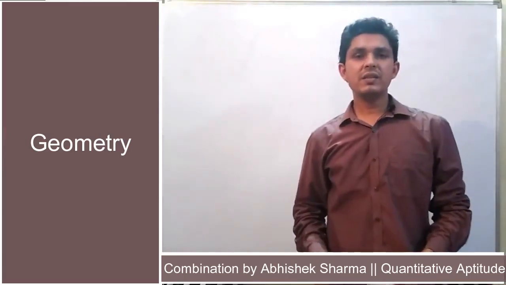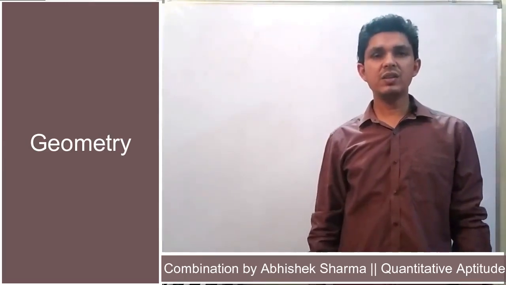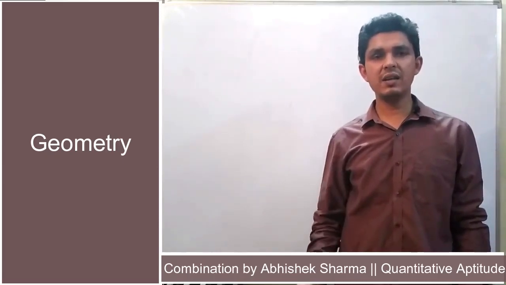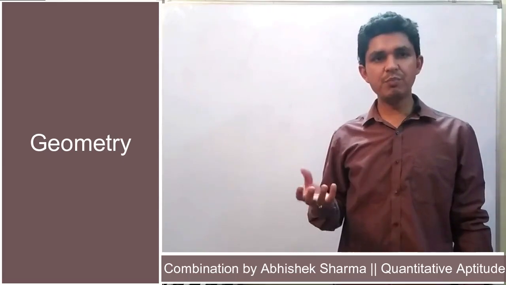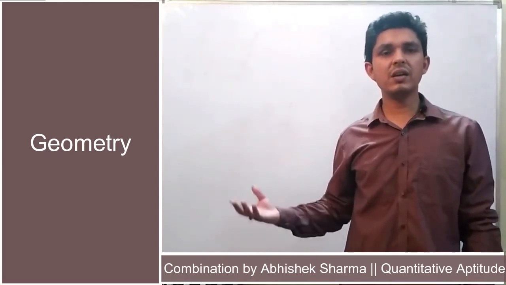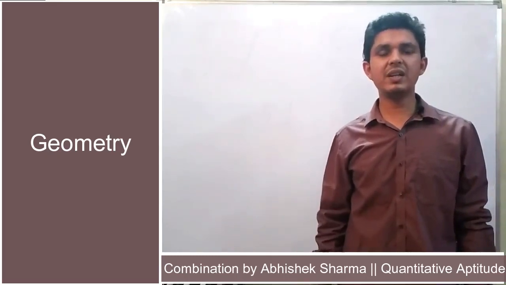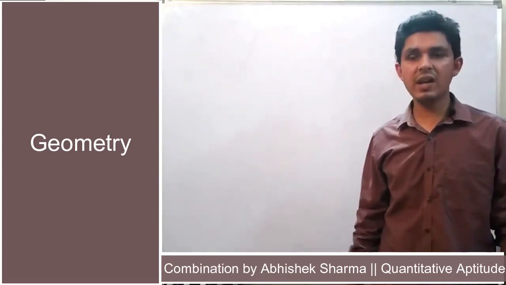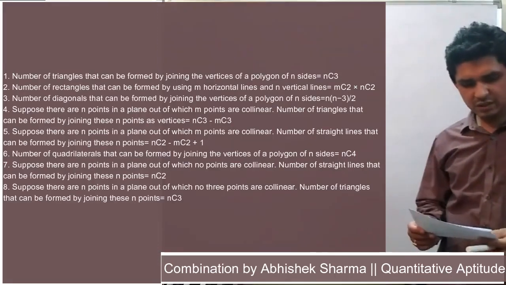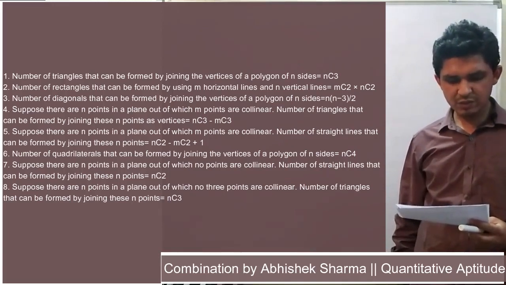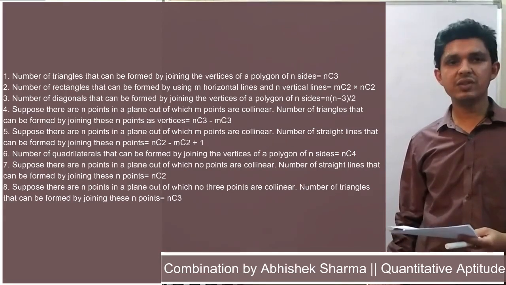Okay, the next part in this combination is based on the geometry part, wherein the question will be something like selection out of the polygon, right? There are some formulas when we start the geometry of combination. The number of triangles that can be formed by joining the vertices of a polygon of n sides will be NC3.